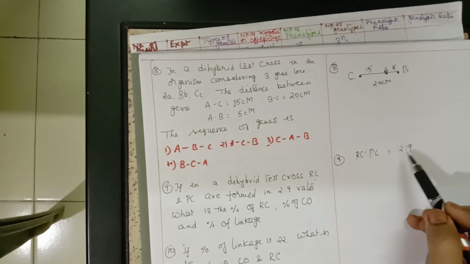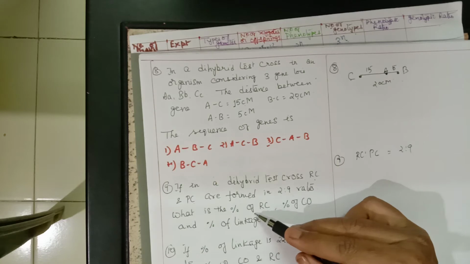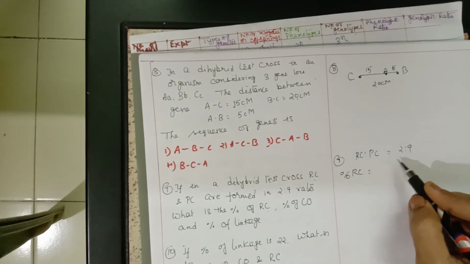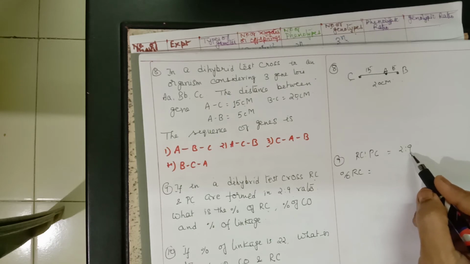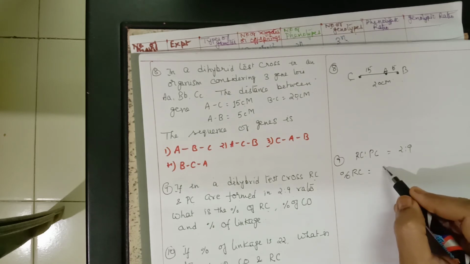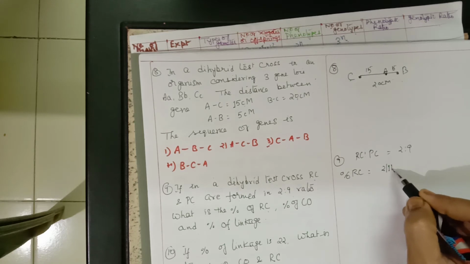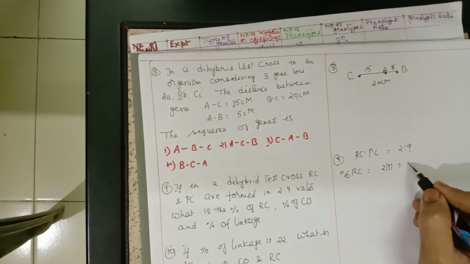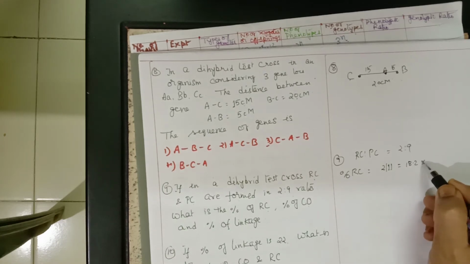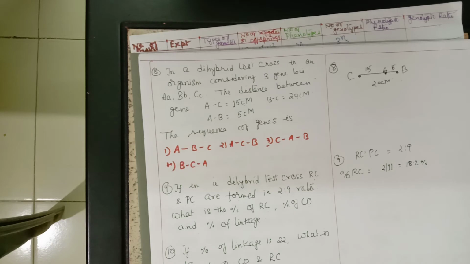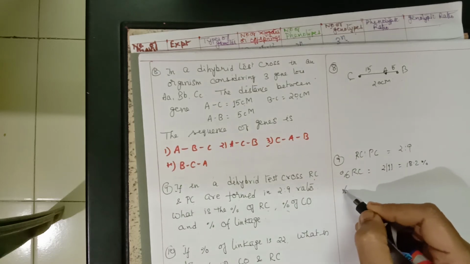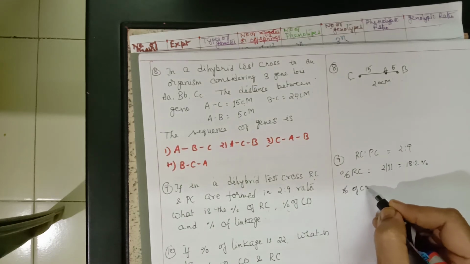Percentage of recombination: total individuals are 2 plus 9, 11, and recombinants are 2. So 2 by 11, which if you calculate comes to around 18.2%. Now the next part asked in the question is the percentage of crossing over.